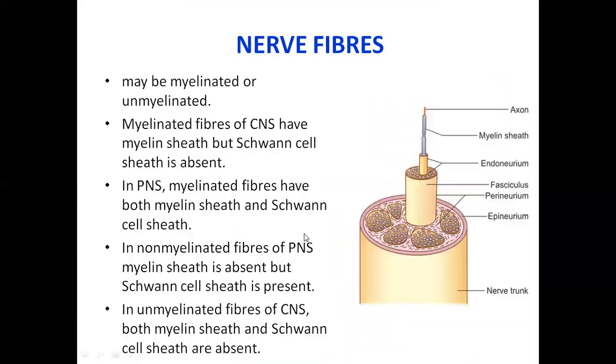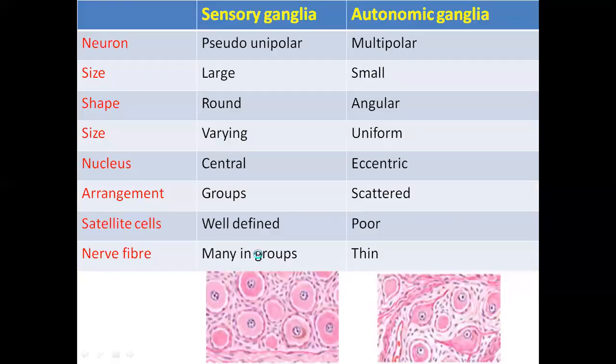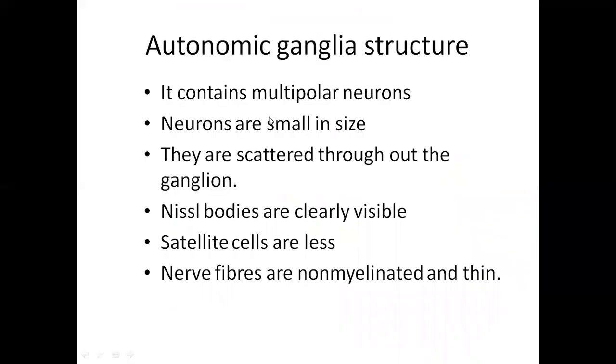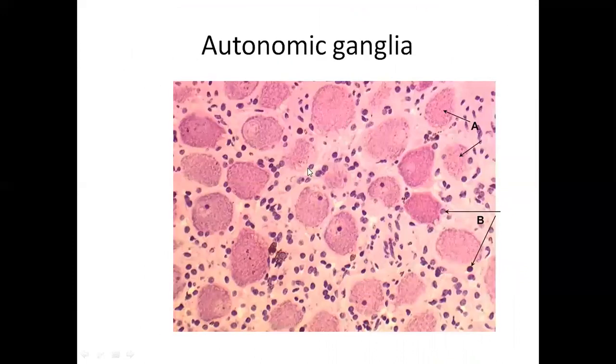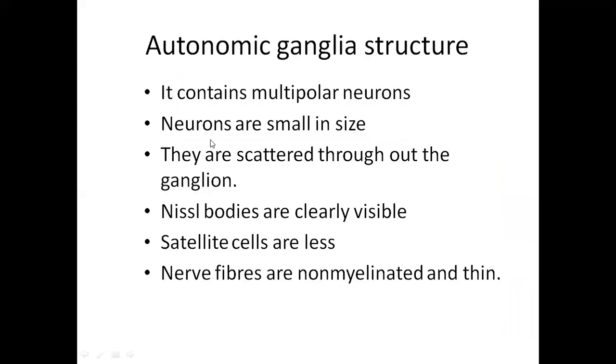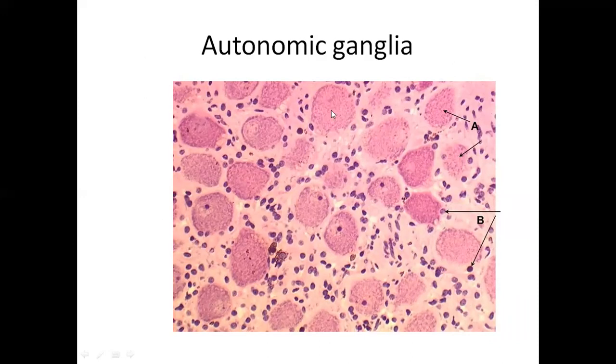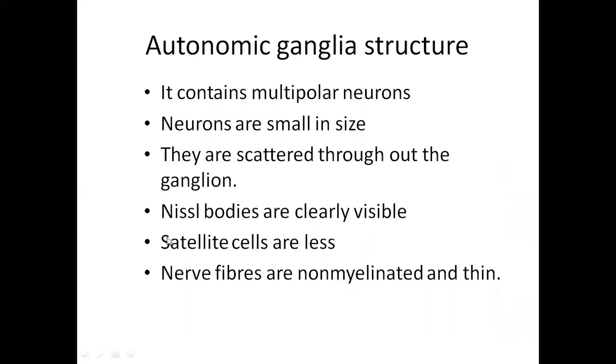Like this it is, when you look histologically. This autonomic ganglia contains multipolar neurons like this. These are all multipolar neurons. This one is bigger in size. These neurons are small in size. They are scattered throughout the ganglia. See, these are the neurons. They are scattered. We are also finding a few Nissl's granules.